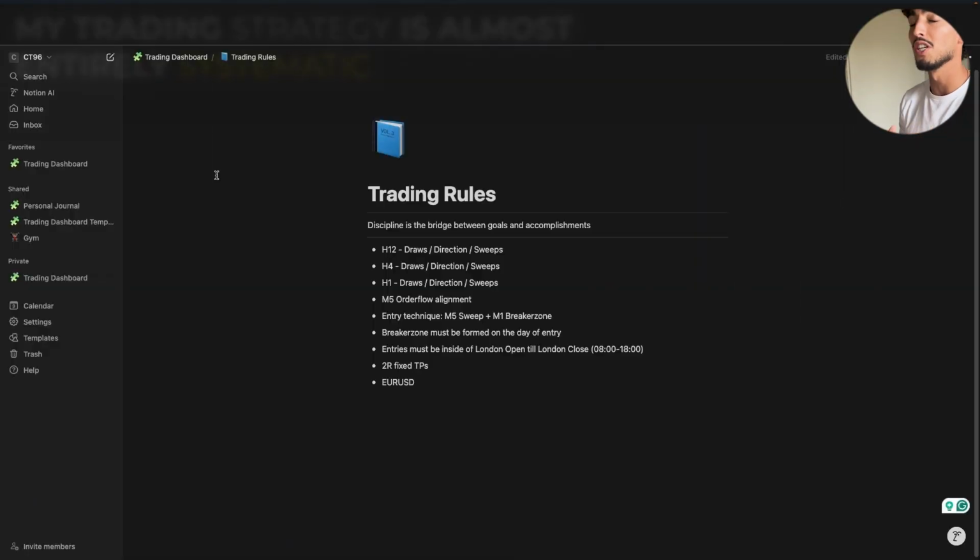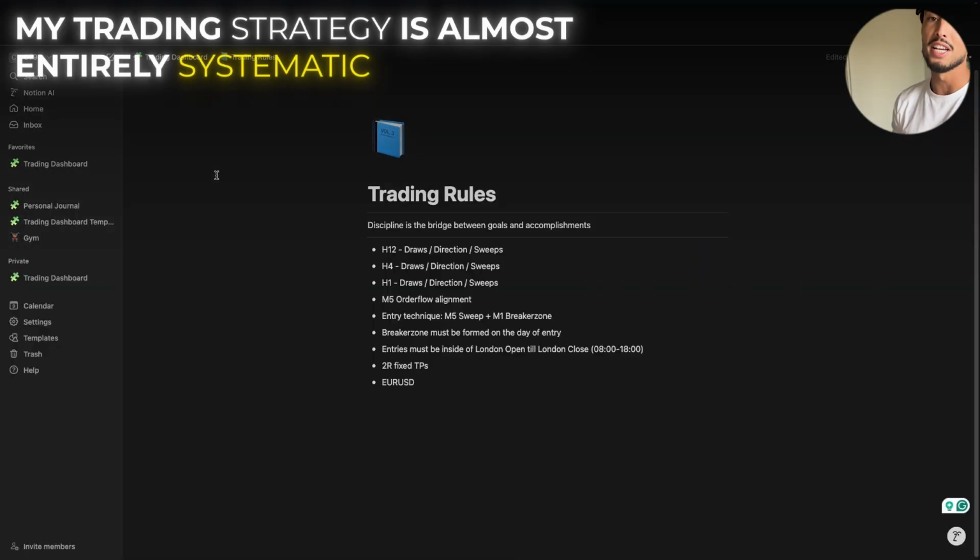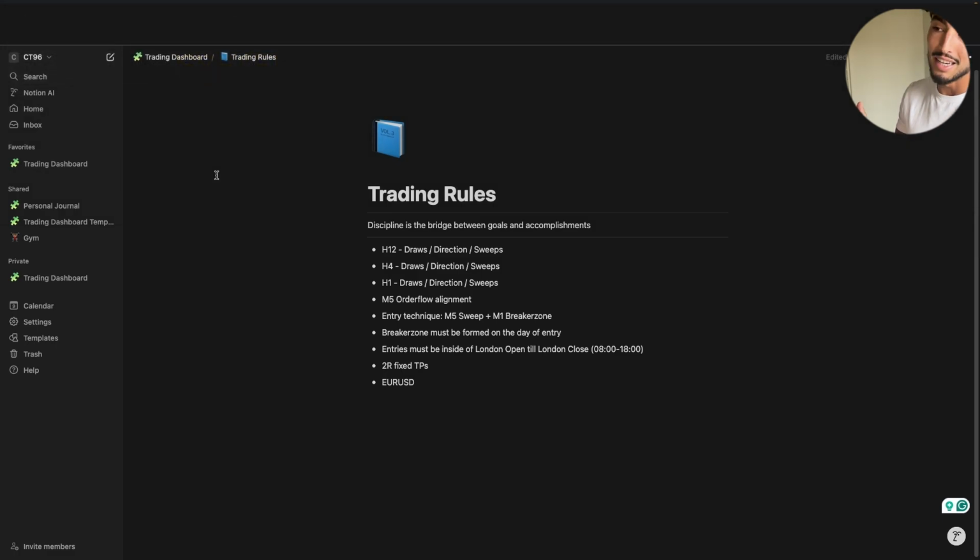First of all, my trading strategy is almost entirely systematic. I allow, I think, like 20% discretion in my trading strategy, and for the rest it's basically entirely systematic, so there are no ifs or anything like that. It's there or it isn't, basically.